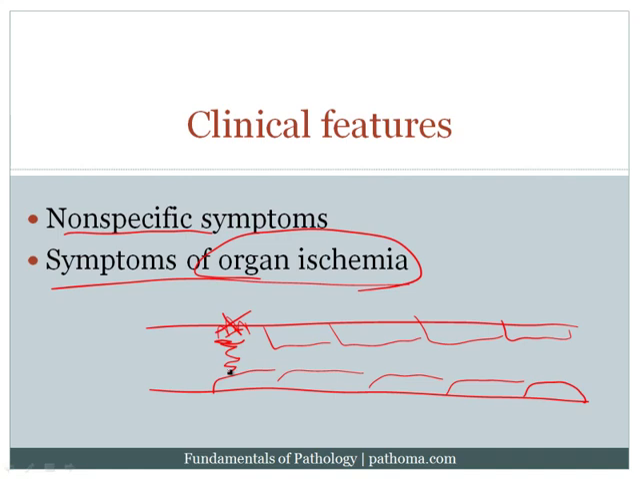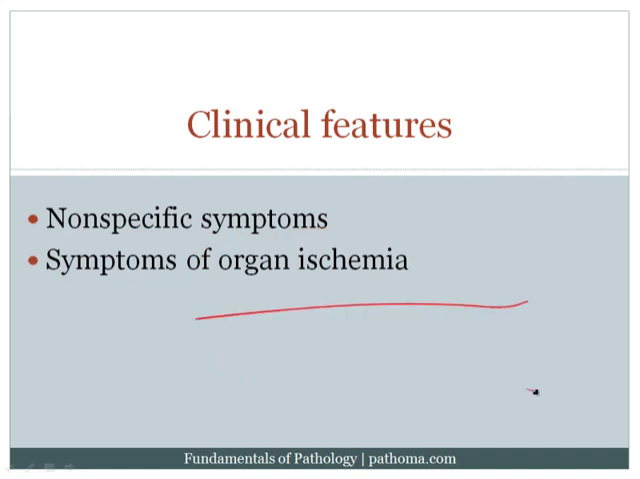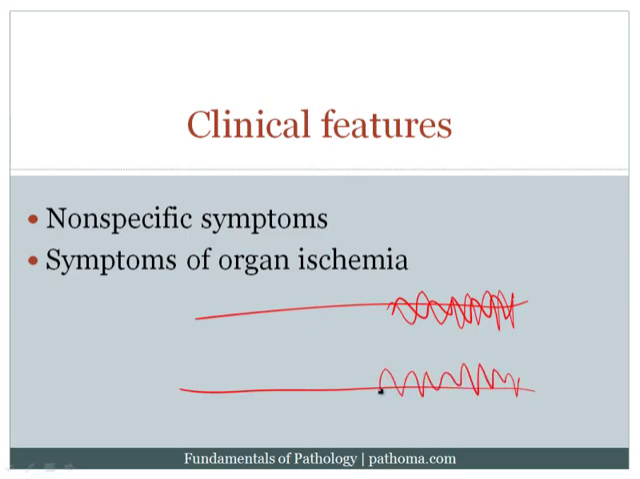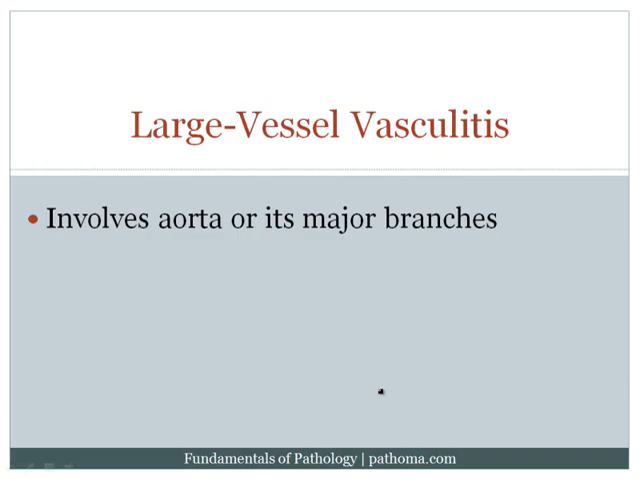And the second way by which organ ischemia can arise is that if this is a blood vessel and you inflame the wall, then after inflammation, healing always ensues. And so with the healing, we would get fibrosis. And fibrosis of the blood vessel wall would narrow the lumen, decreasing the blood flow to a particular organ, again resulting in symptoms of organ ischemia. When you think about vasculitis, the best way to divide it is large vessel, medium vessel, and small vessel.